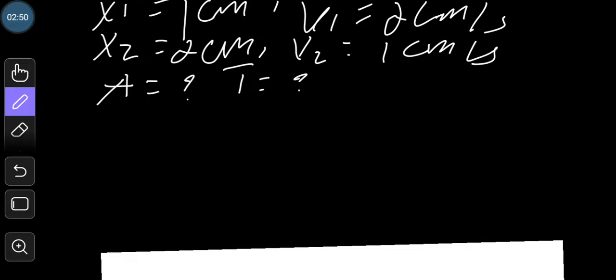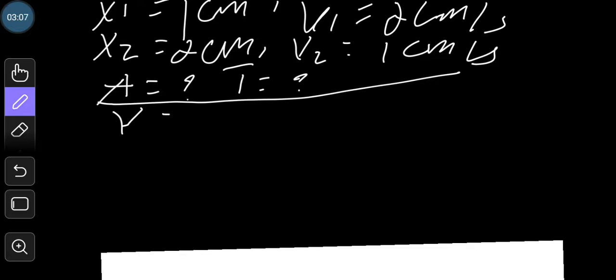Okay, from this one, first of all, we must determine the relation between the temporal displacement, velocity, and amplitude. We know that speed v is equal to angular frequency times under root amplitude square minus temporal displacement x square, which is the general formula for simple harmonic motion.